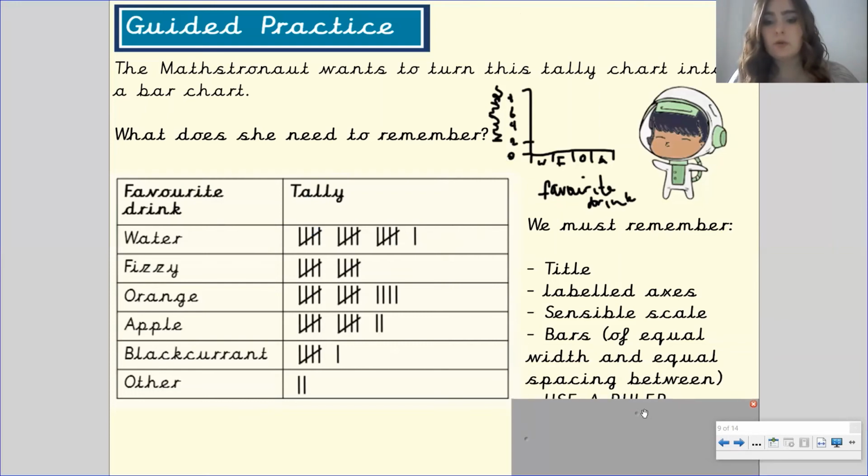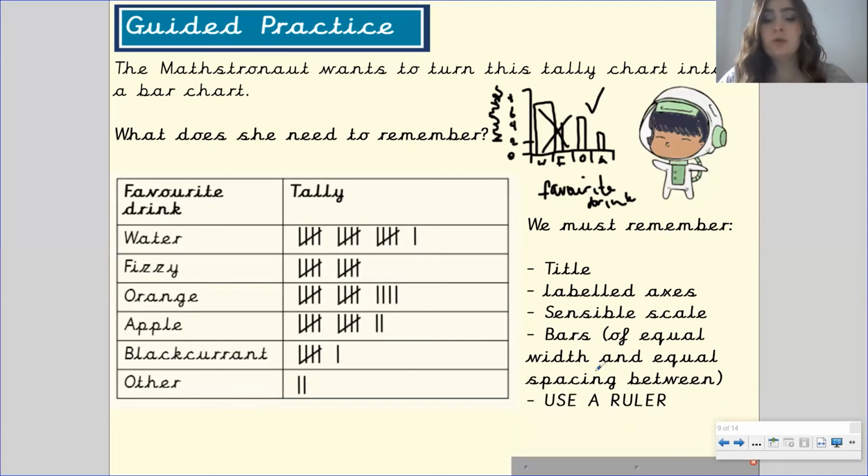You need to make sure that your bars are of equal width and equal spacing in between. So you're not going to have a bar that looks like this and then a bar that looks like this. They need to be the same with an equal amount in between, like so. So you wouldn't draw it like this, you would draw them like this.